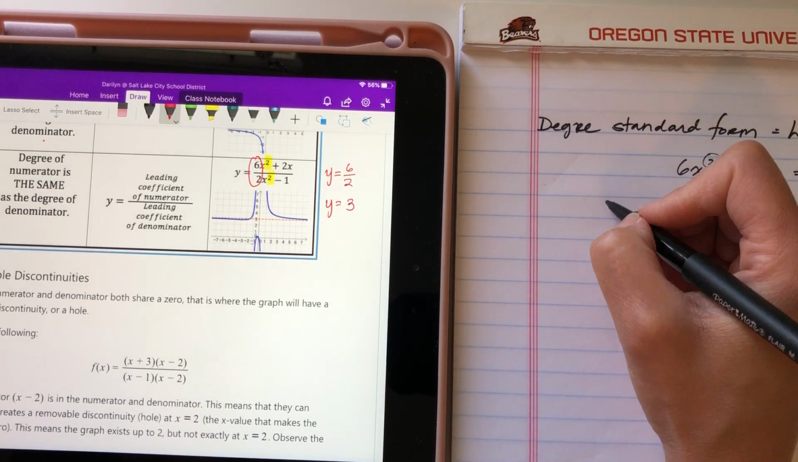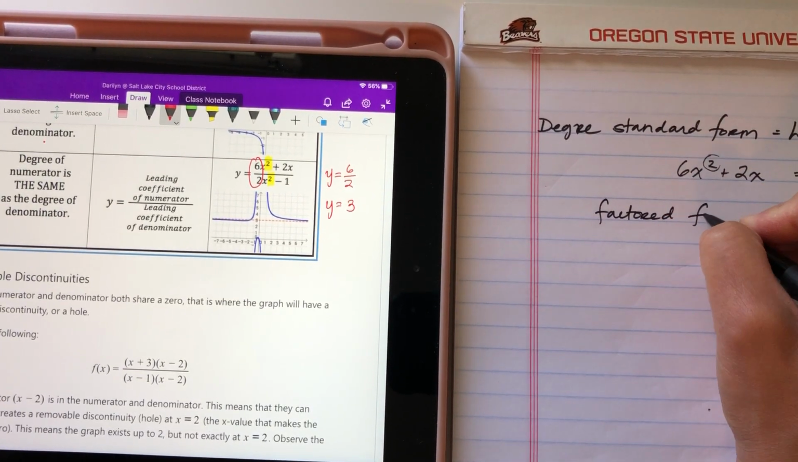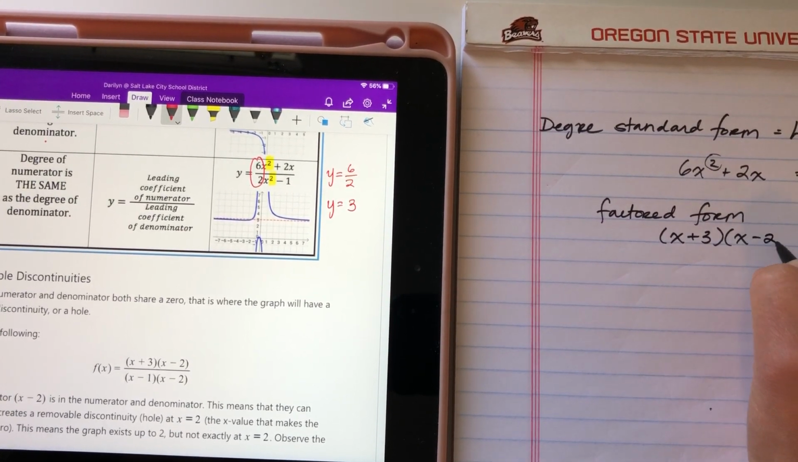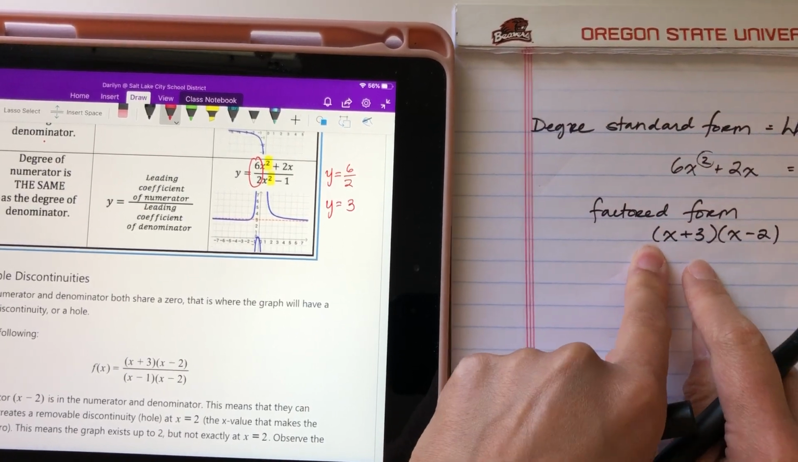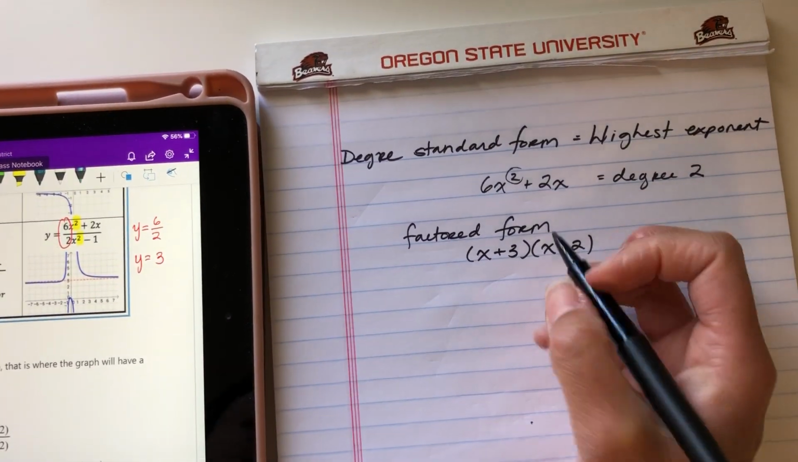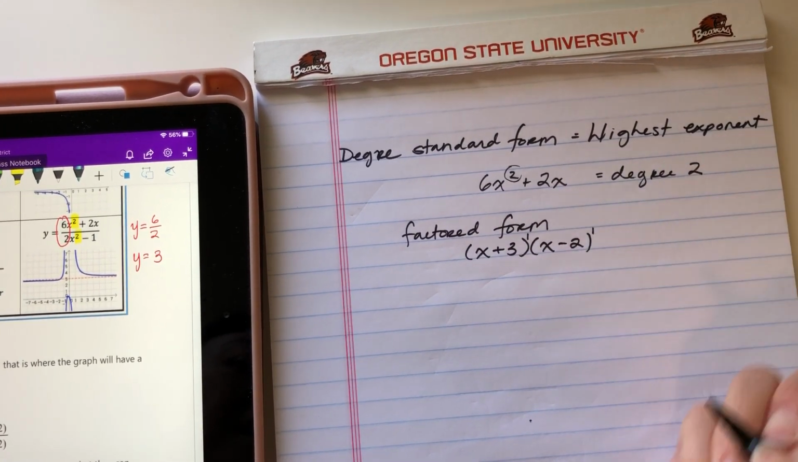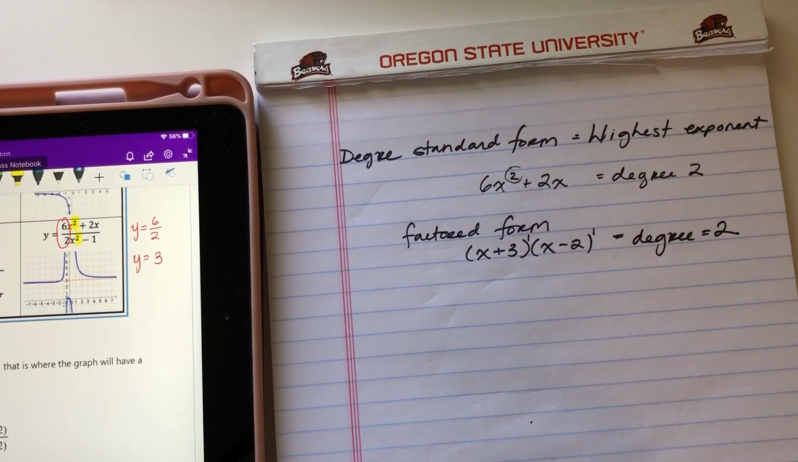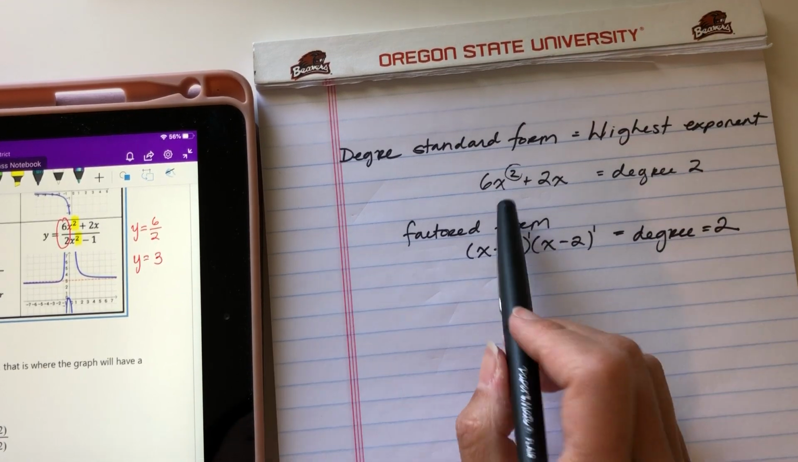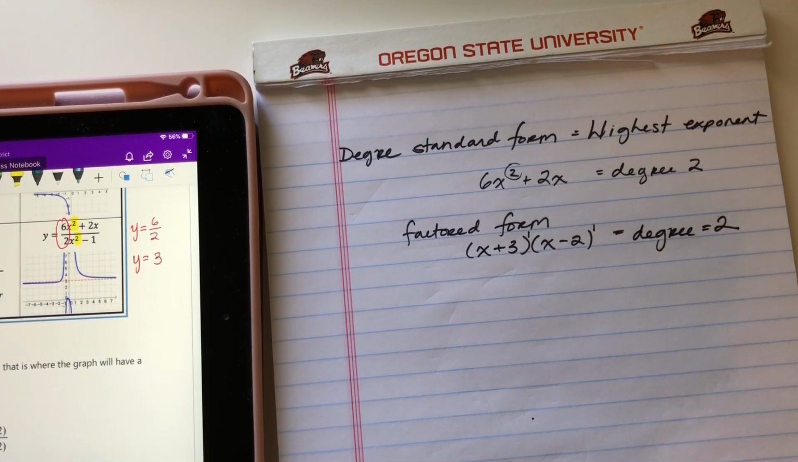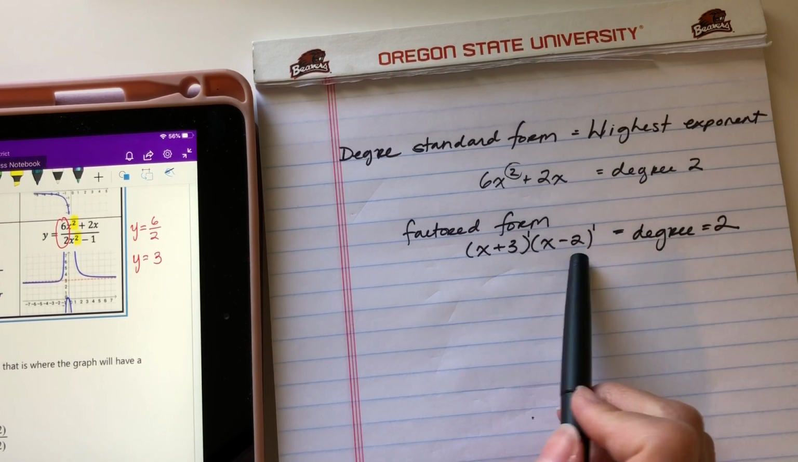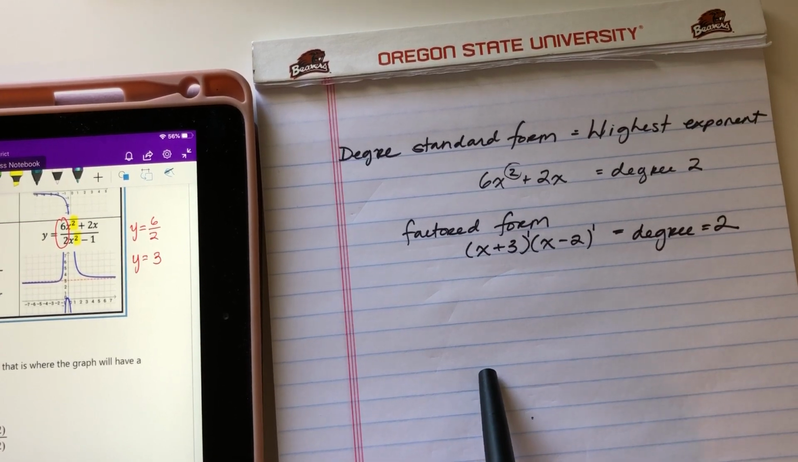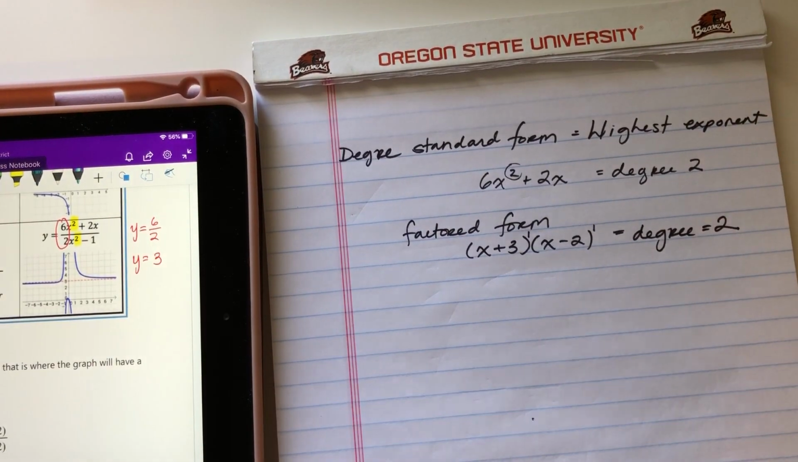If this were in factored form, so let's do another example. Say it was x plus 3 times x minus 2. This is in factored form where they're written in parentheses, written in factors, okay? This factor has a degree of 1. This factor has a degree of 1. This would be degree of 2, all right? So it depends on what form it's in, if it's in standard or factored. Most of these, you'll have them in factored form, and if they're not in factored form, you're going to want to factor it to get it to factored form. That's the easiest way to find all these key features of rationals.